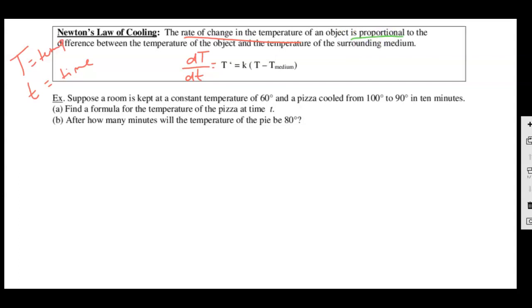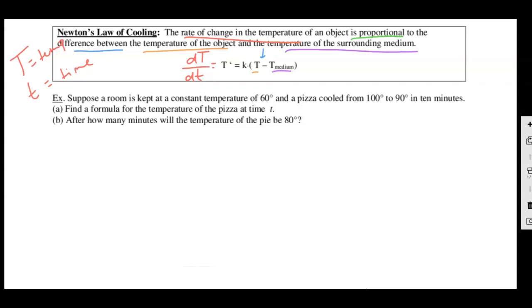The rate of change of temperature with respect to time, that is proportional to, so that's k times, and then we have the difference between, so there's our subtraction, the temperature of the object and the temperature of the surrounding medium. That's like your atmosphere or your environment. And so there's our Newton's law of cooling. Let's go through and do this first example with it.